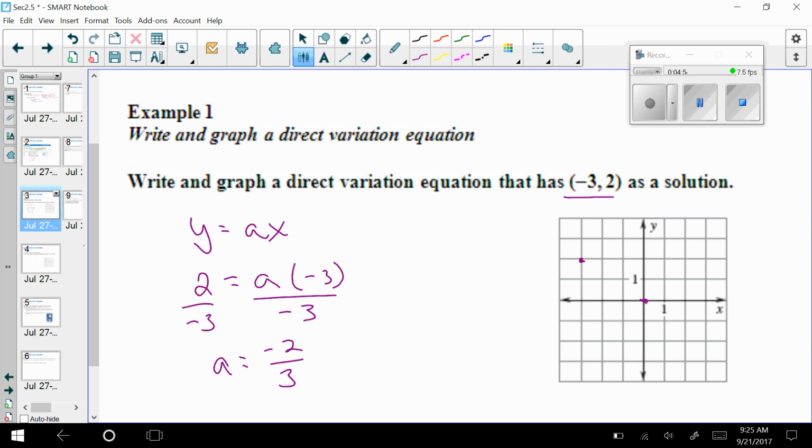So when we graph this, we have our point of origin here, 0, 0, and our rise is -2, and we go to the right, our run 3. And so here's what our graph looks like. And if we were to extend it, we would see that it also goes through that point of our solution.